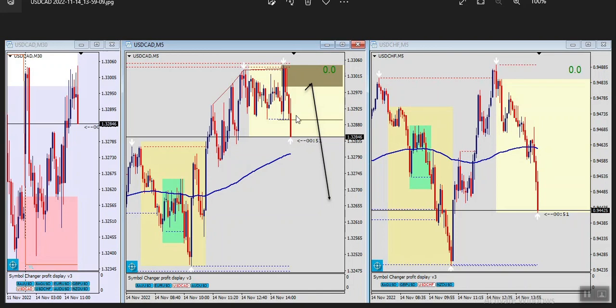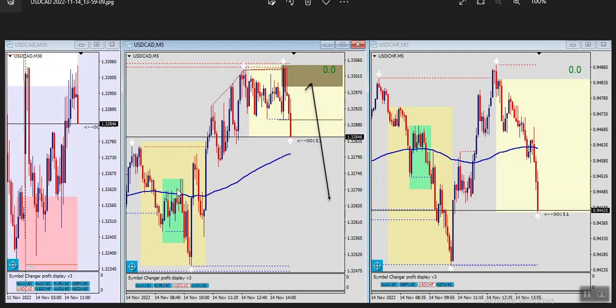This is another setup that happened on the 14th, which was Monday. This is USD CAD and USD CHF. You can see this price created. So this is another way I take entry, with the correlated pair divergence, right?